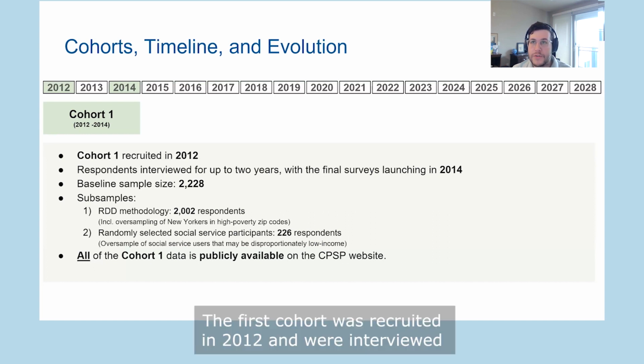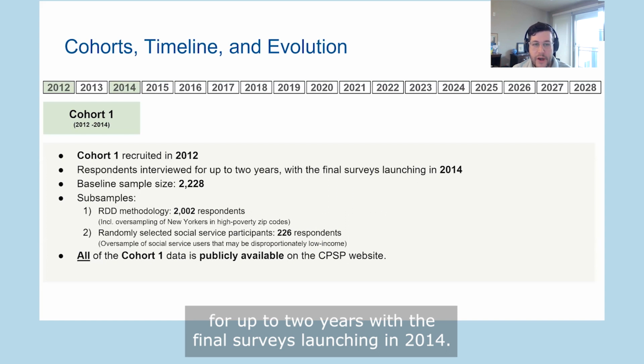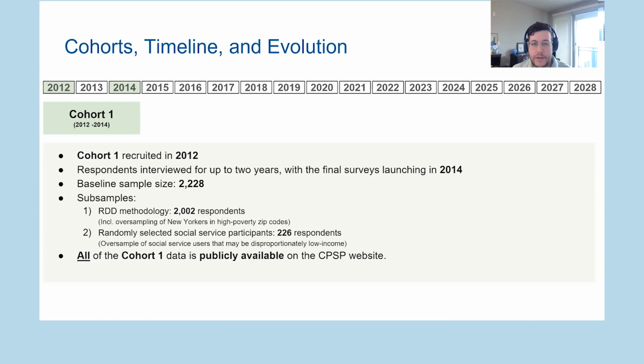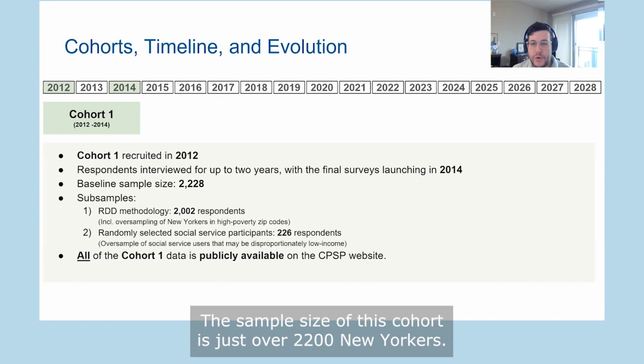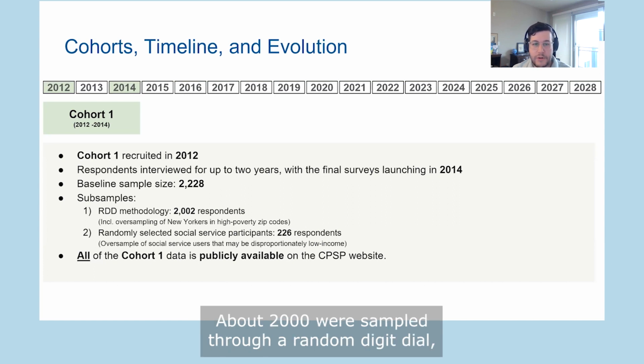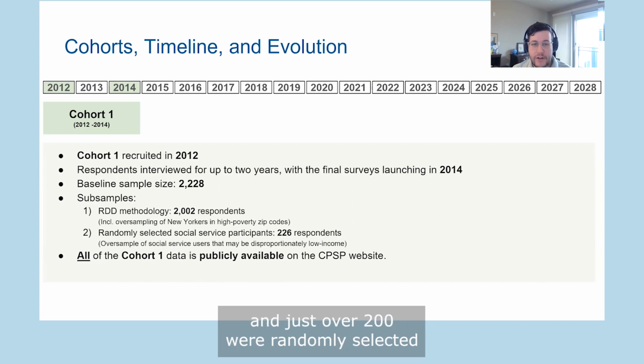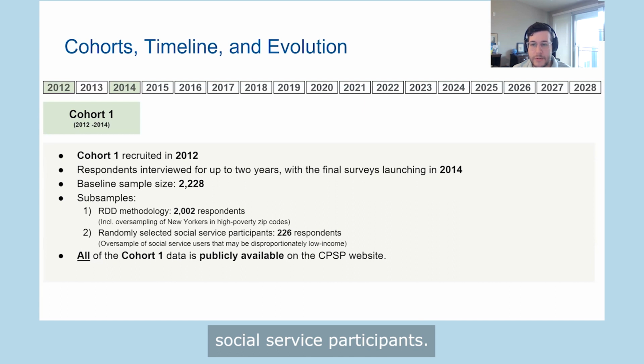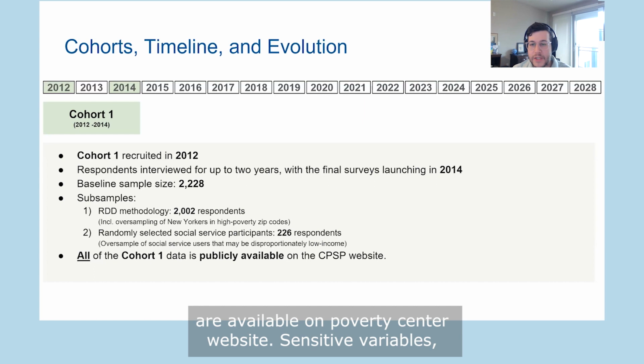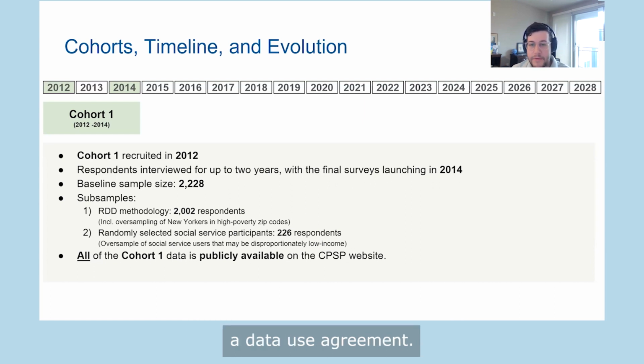So the first cohort was recruited in 2012, and respondents were interviewed for up to 2 years, with the final surveys launching in 2014. The sample size of this cohort is just over 2,200 New Yorkers. Of the sample, about 2,000 were sampled through a random digit dial, and just over 200 were randomly selected social service participants. All survey waves and variables for this cohort are publicly available on the CPSP website, and other sensitive variables which we don't make public can be obtained through a data use agreement.